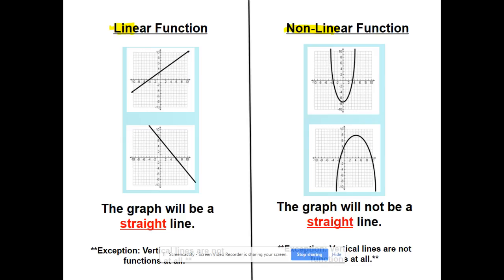So if we look on the linear side, I have a straight line and another straight line. These are linear functions. The only exception to the rule is a vertical line. Remember that vertical lines are not a function at all. They're not a linear function and they're not a nonlinear function. They're just not a function. On the right side are my nonlinear functions. Nonlinear functions are any graphs that do not make a straight line.